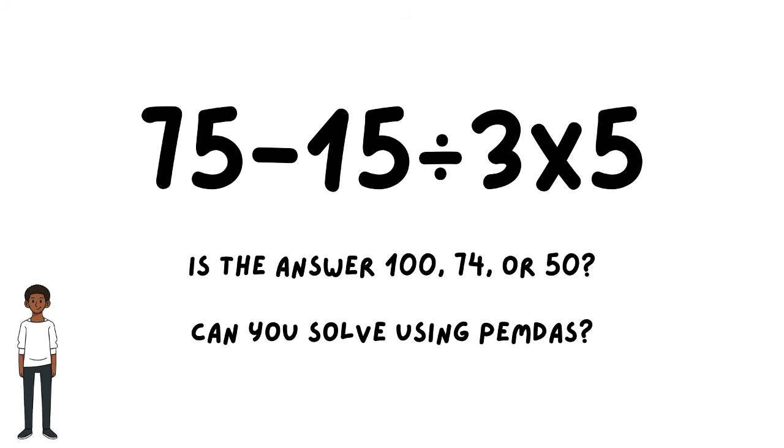Welcome back. Today we're looking at this viral order of operations problem. 75 minus 15 divided by 3 times 5. Because of the sequence of operations, people frequently fall into two different traps. Let's see what goes wrong before solving it properly.